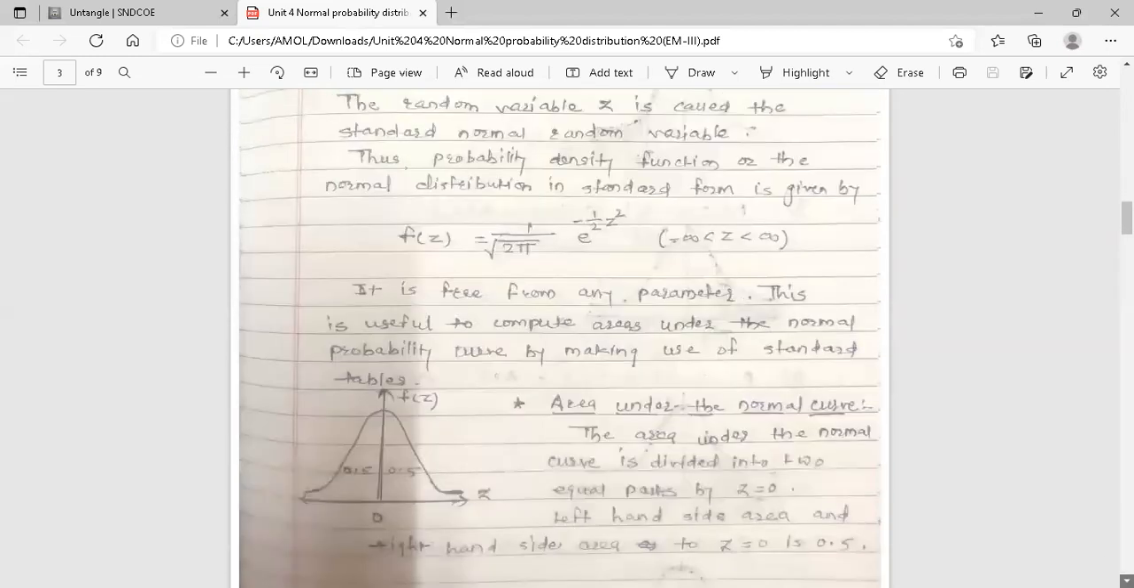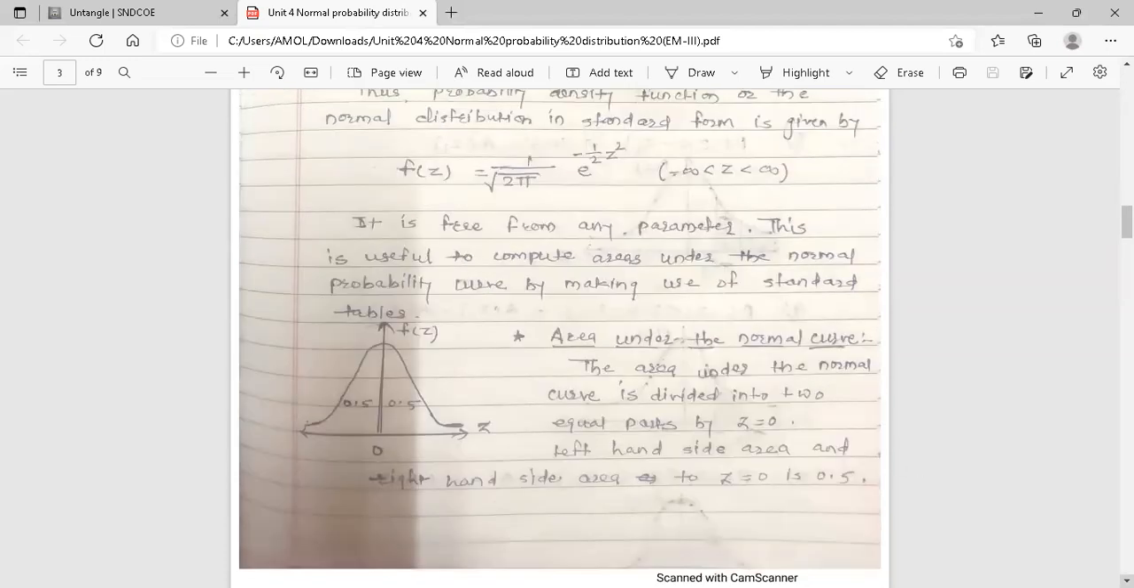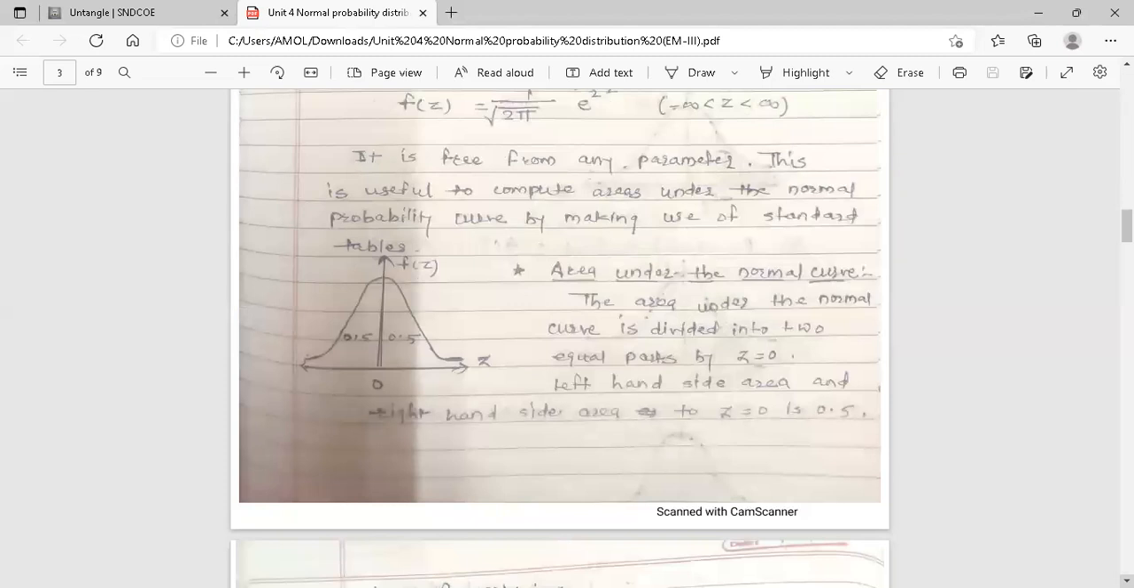Now this equation is free from any parameter, meaning it is free from the mean and standard deviation. This is useful to compute areas under the normal probability curve by making use of standard tables. Using standard tables, you can calculate the area, which is nothing but the probability under the normal curve. The area under the normal curve is divided into two equal parts by z equal to 0.